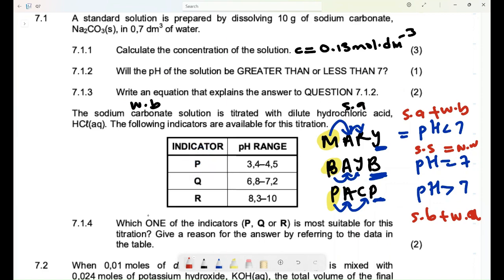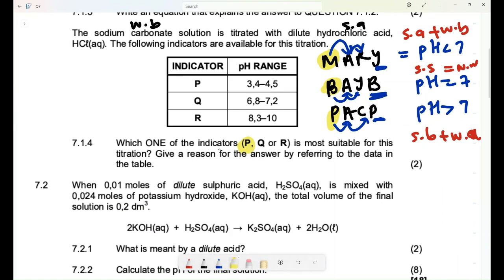P is the correct answer. Why? Give a reason referring to the data thereof. You'll just say pH is less than 7, or it is a titration of a weak base and a strong acid.